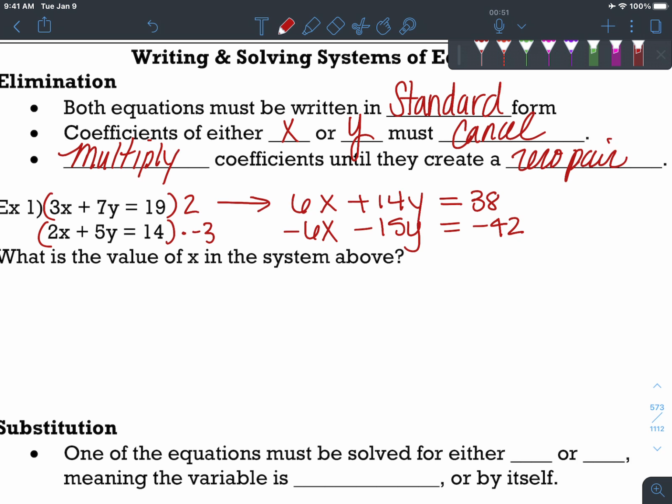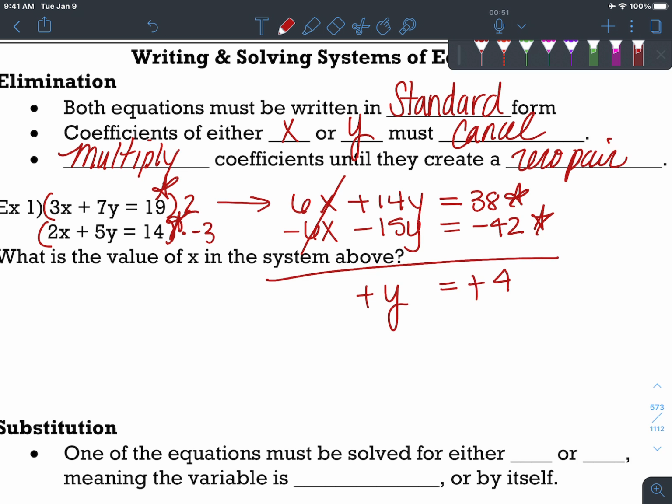Now I can go ahead and just add my equations together. These will cancel. And I end up with something super simple to solve. I end up with y equals 4. I can go ahead and take that and plug it into any one of these equations. This guy, this guy, this guy, or this guy.